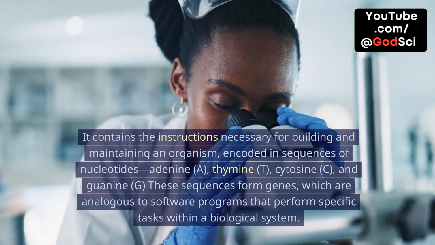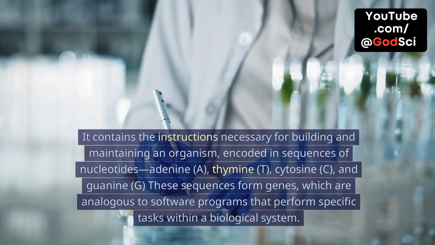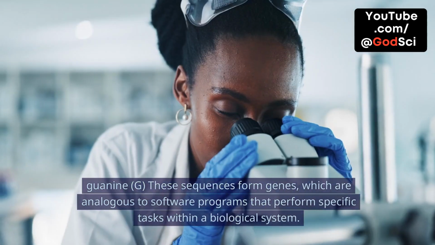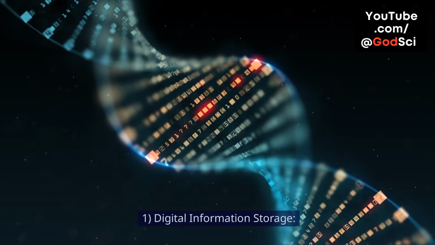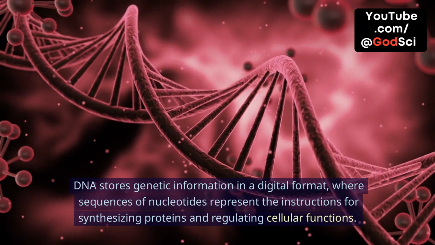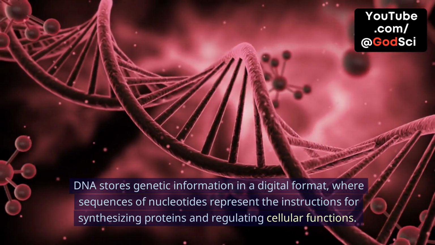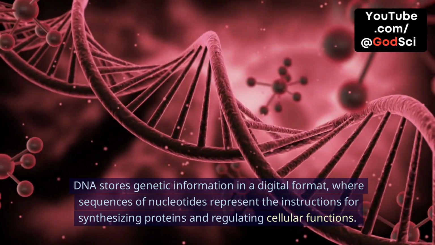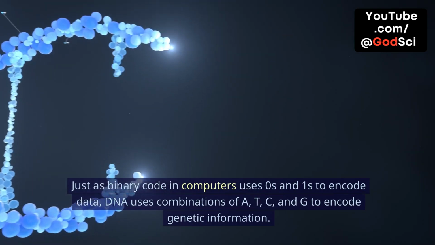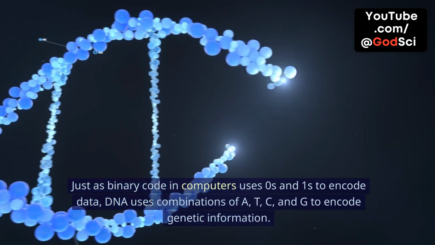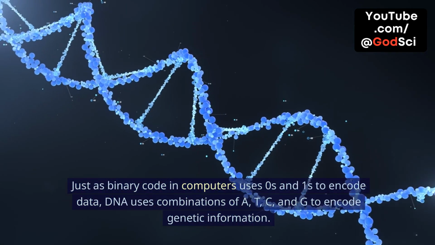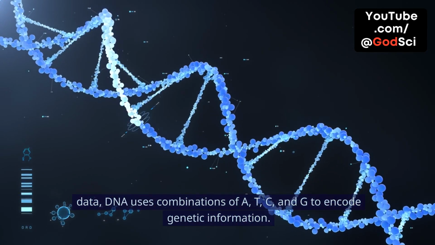These sequences form genes, which are analogous to software programs that perform specific tasks within a biological system. 1. Digital information storage. DNA stores genetic information in a digital format, where sequences of nucleotides represent the instructions for synthesizing proteins and regulating cellular functions. Just as binary code in computers uses zeros and ones to encode data, DNA uses combinations of A, T, C, and G to encode genetic information.